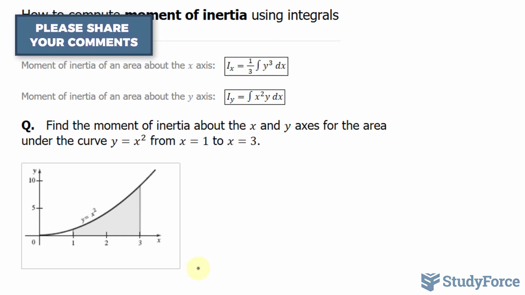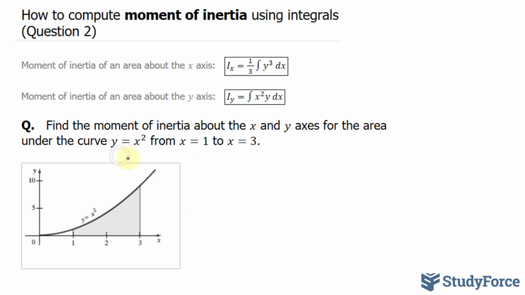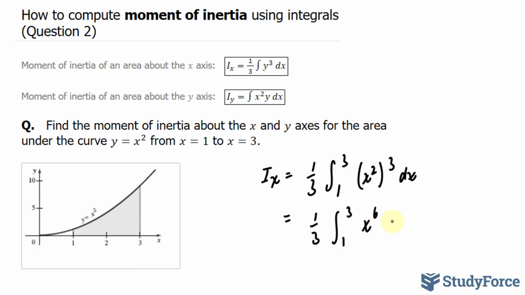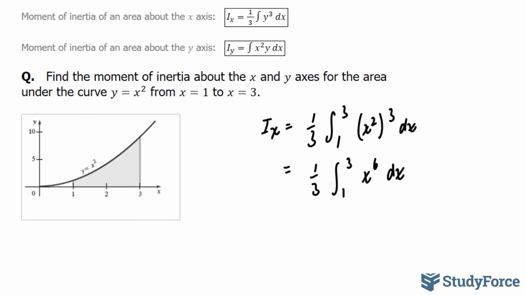This part is easy. What we have to do is substitute our function into this y, where we end up with the moment of inertia about the x-axis is equal to a third times the integral between 1 and 3. Remember, it is with respect to x, so we can substitute these as our bounds. And I'll substitute x to the power of 2 into my function, dx. This part becomes x to the power of 6 dx. This is fairly easy to integrate.